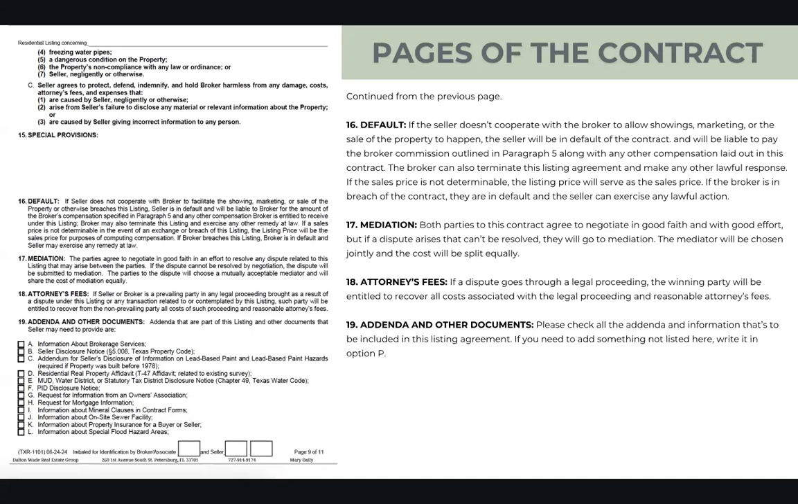Mediation. So both parties will agree to negotiate in good faith, and if a dispute arises, they will go to mediation. If a dispute goes through a legal proceeding, the winning party will be entitled to recover all costs associated with the legal proceeding and any reasonable attorney's fees. Please check all of the addenda here that apply and should be included in the listing agreement. If you need to add something, you can write it in option P.